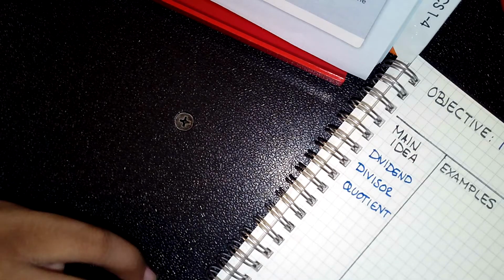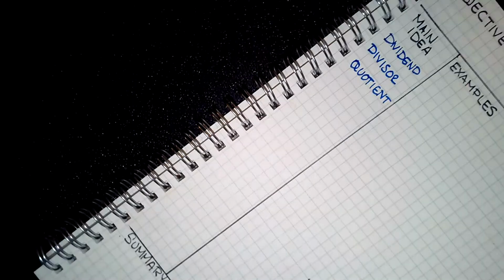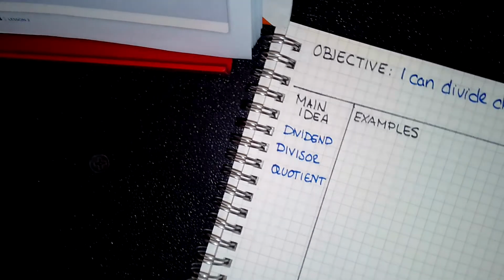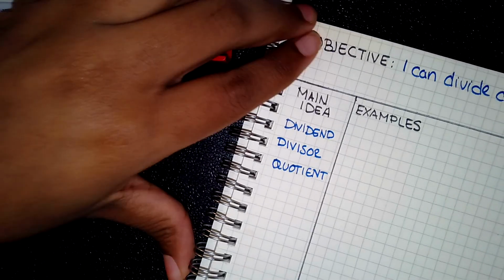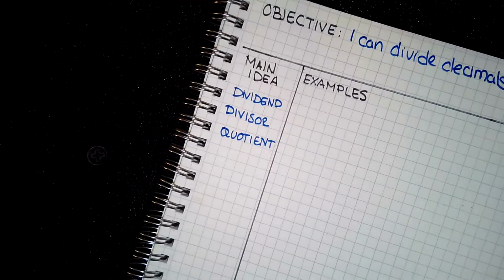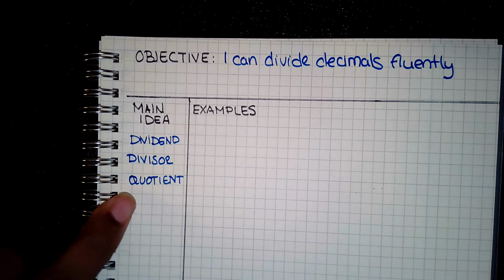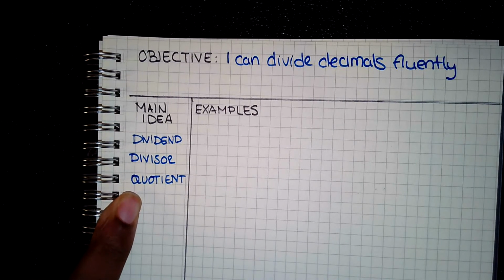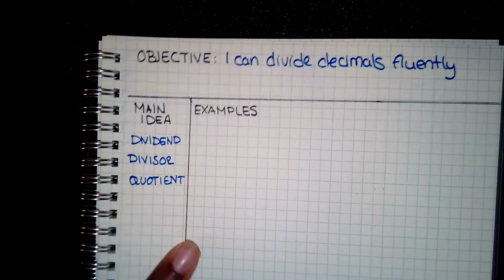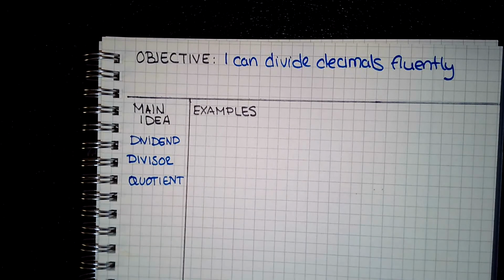Okay, so we're looking at our math notebook. I have my setup where I have my objectives up top. My objective for today is I can divide decimals fluently. My main idea and vocab terms, dividend, divisor, quotient, I'll be using those today as we go through some examples.